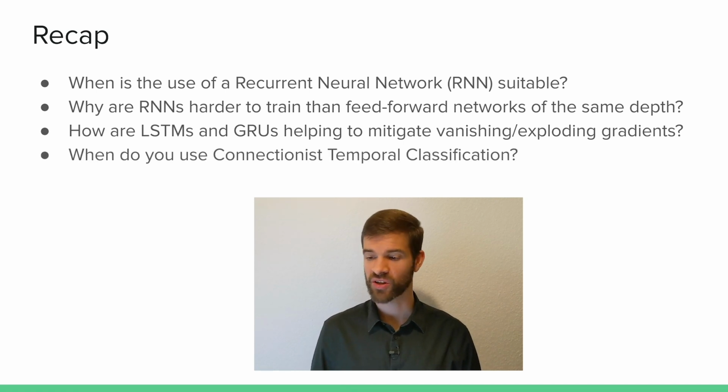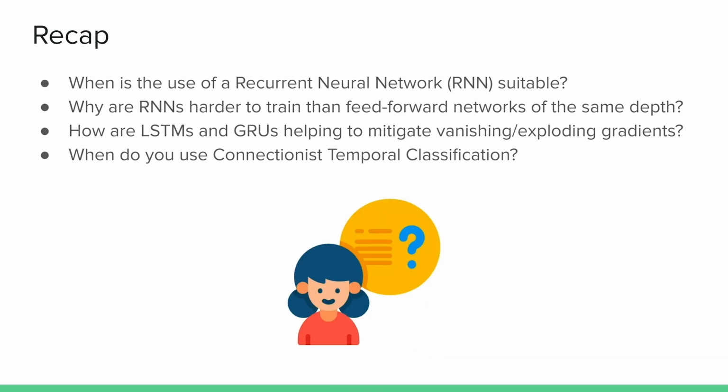And last but not least, when do you use connectionist temporal classification? Whenever you have two sequences that are unaligned, that you want to process somehow, where you want to go from one sequence to another. For example, if you have a recording of me talking and the transcription of the text, and you want to train a network to do this transcription, you would use a connectionist temporal classification loss in this case. So it allows us to work with sequences that are unaligned.